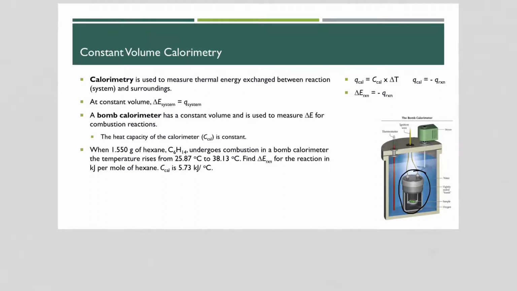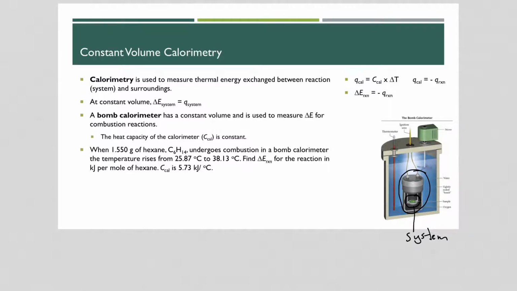So now, what we want to focus on here is that the sample is our system. Right? Remember, very narrowly defined. Everything else, the water, the container, right? This is the surroundings, or what we're going to call here the calorimeter. The calorimeter is our surroundings. The sample is our system.